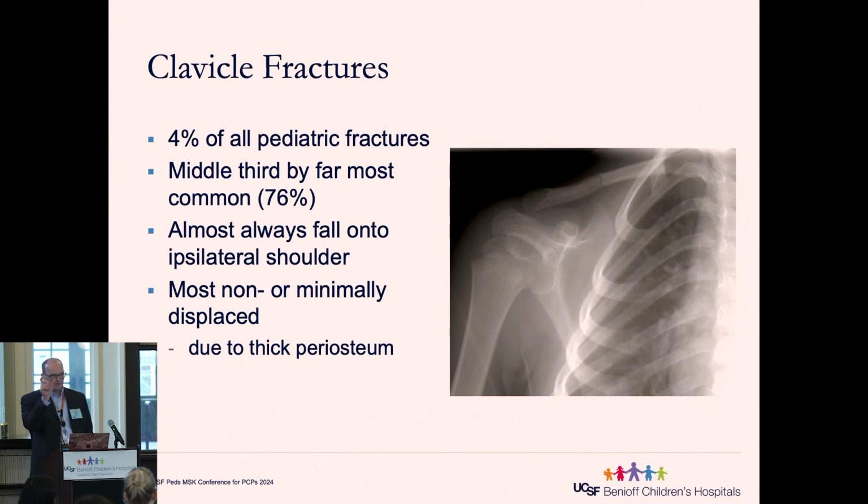So when you break the clavicle into thirds, the middle section is by far the most common. And it's usually a fall directly onto the clavicle. It doesn't usually displace very much if they're really young, and it's because the periosteum, or kind of the skin around the bone, is really thick and holds onto these quite well.